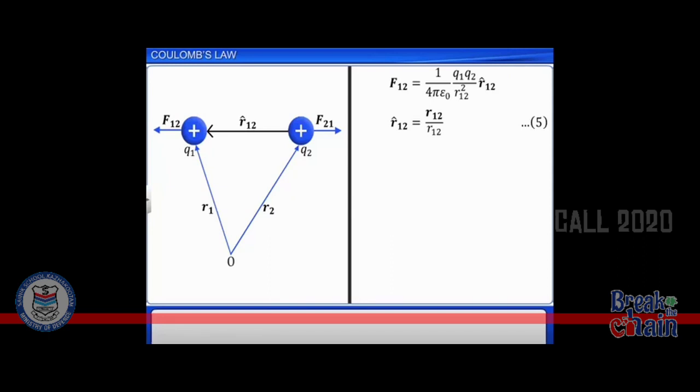If Q1 and Q2 are unlike with respect to each other, the force F12 will be in the direction of the unit vector R21 cap as given in equation 6, since unlike charges attract each other. In this case, the product of the charges Q1 and Q2 will be negative.